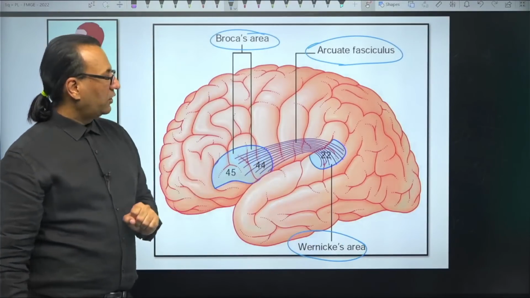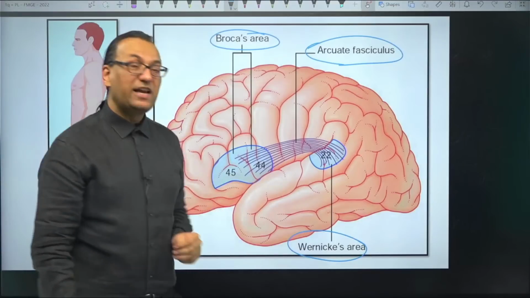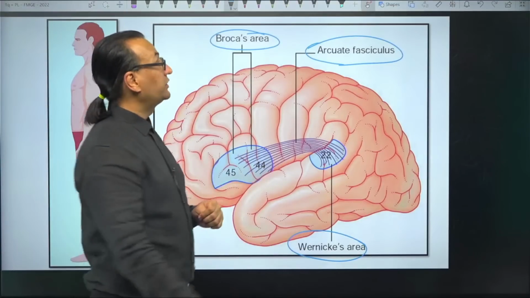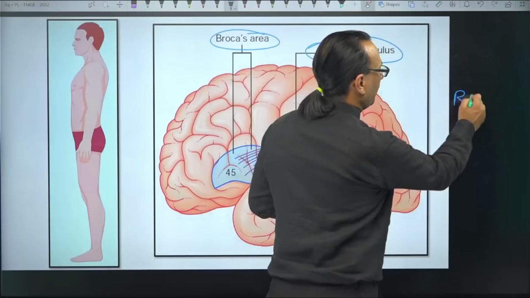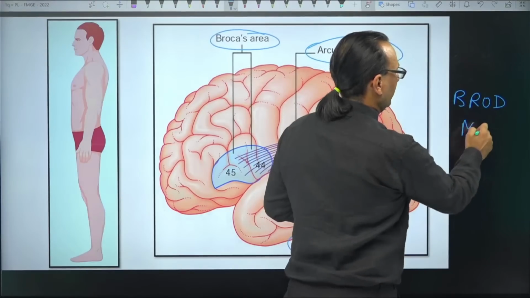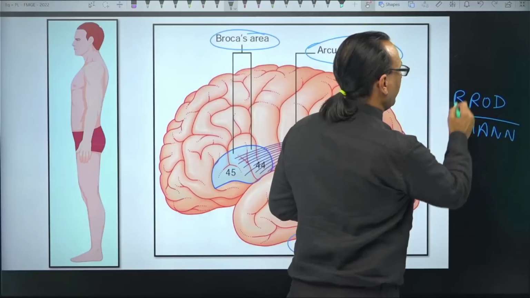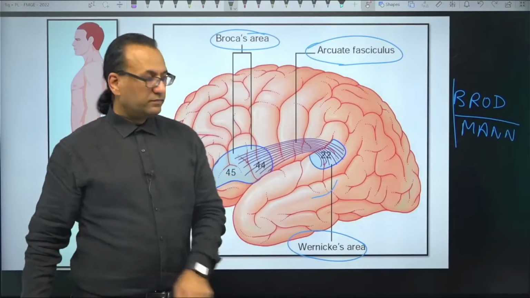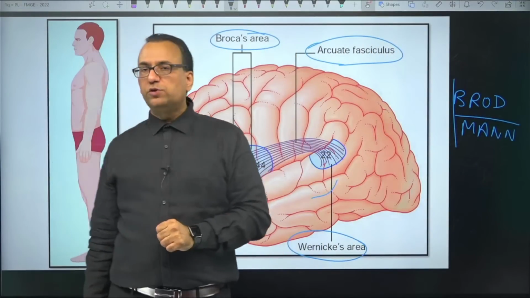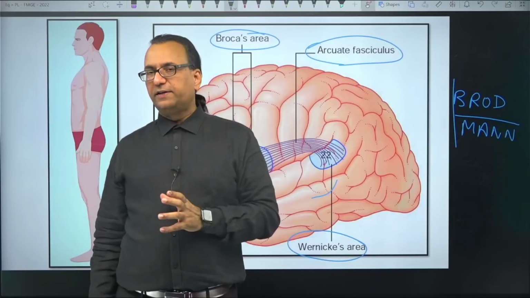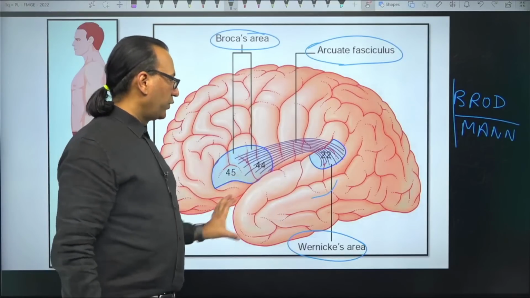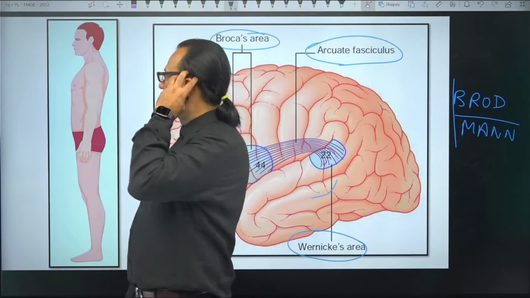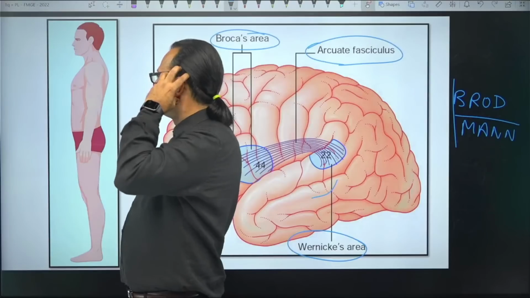Now, what is the purpose of having these areas? What are their numbers also? These are called Brodmann numbers. Sometimes they may ask you about the Brodmann number. So what is the Brodmann number for Wernicke's area? It is area number 22. And where is it located? It is in the temporal gyrus, the gyrus which is deep to the ear. Deep to ear, temporal gyrus.